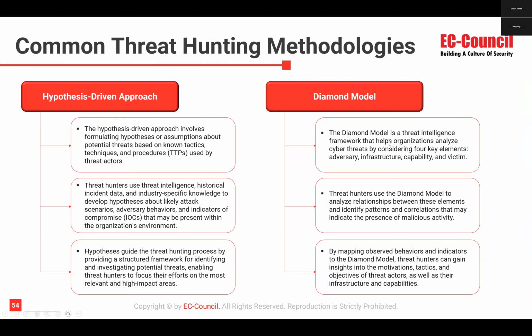The Diamond model is a threat intelligence framework that helps organizations analyze their threats by considering 4 key elements: the adversary, the infrastructure, the capability, and the victim. All right. So remember, the Diamond model correlates to adversary, infrastructure, capability, and victim. Hint, hint, wink, wink, probably on a quiz or a cert. All right.